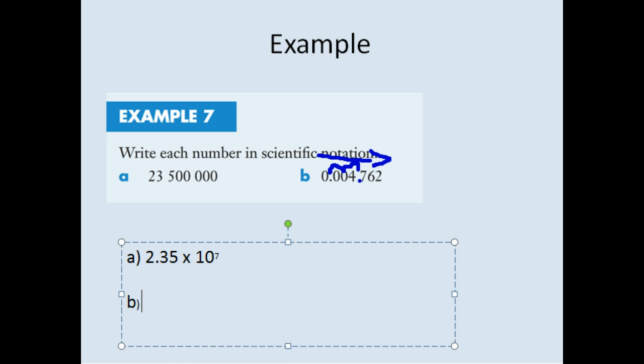So my solution is going to be 4.762 times 10 to the power of minus 3. Now that's because we were going down, we had to move the decimal point down. In this one here, in A, we had to move it up, so that's why the 7 is positive.